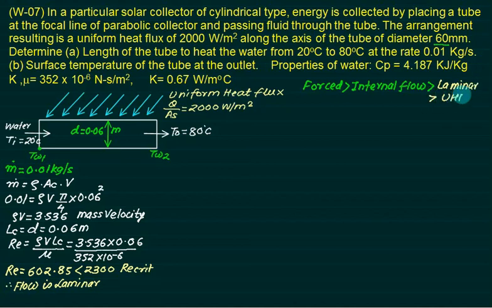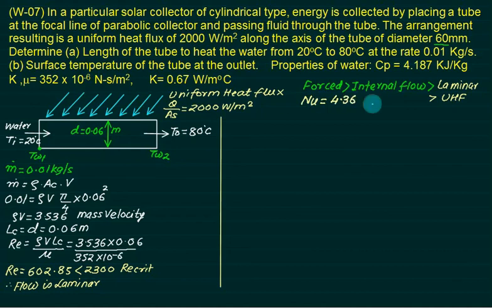You can check this link for the table, and in the table you will find a correlation given for Nusselt number. The Nusselt number correlation is Nu equals 4.36, a constant number. Nusselt number is given by h LC by k. So we can calculate h as 4.36 times k, where k is given as 0.67, divided by LC, 0.06. We get the value of heat transfer coefficient h as 48.68 watt per meter square Kelvin.